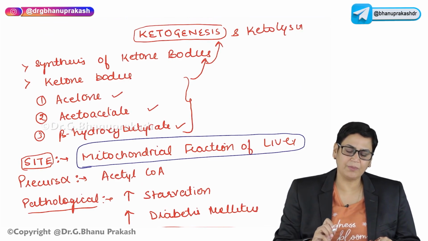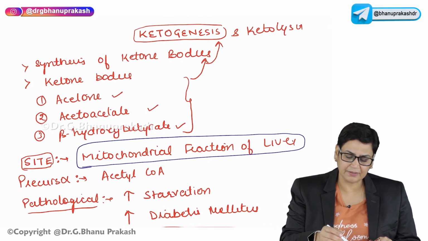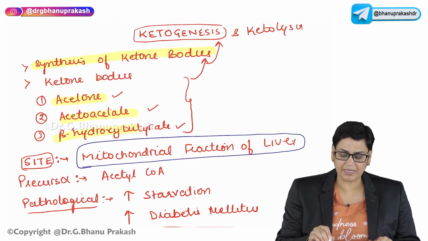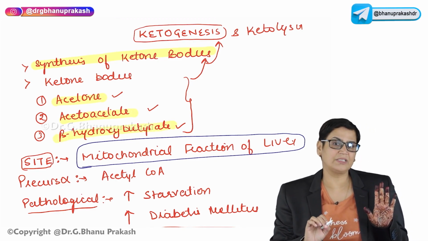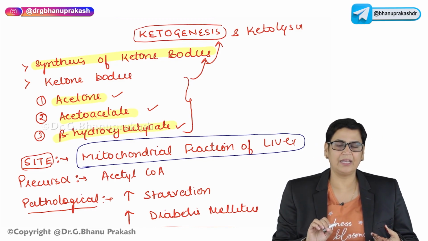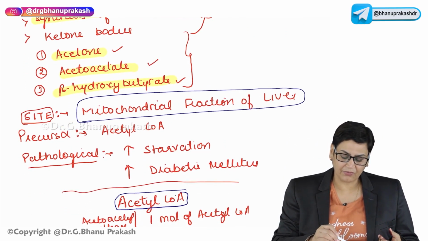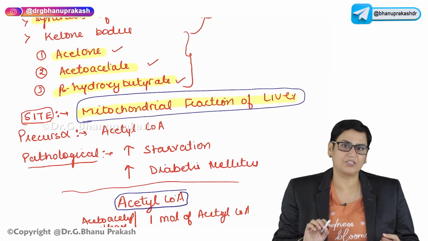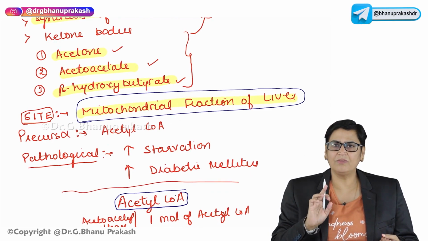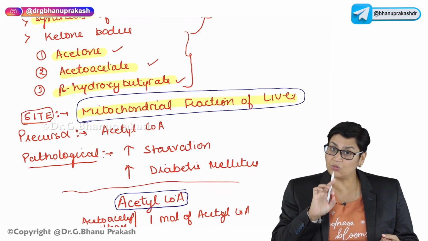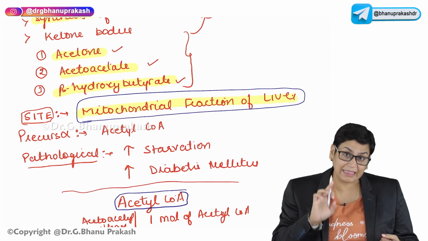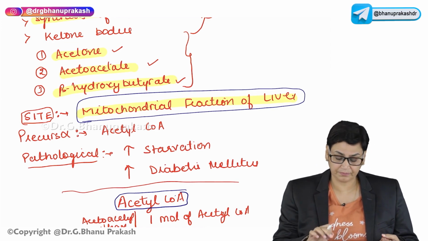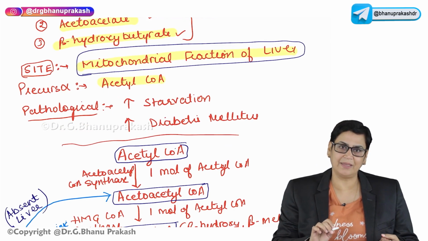The main thing you have to remember is, first of all, how do we define it? It is simply the process of synthesis of ketone bodies: acetone, acetoacetate and beta-hydroxybutyrate. If you see, acetoacetate is an acid, and beta-hydroxybutyrate is again an acid. Where does it occur? It occurs in the mitochondrial fraction of the liver. Always remember that ketone bodies are synthesized in the liver in the mitochondria. The precursor is acetyl coenzyme A.